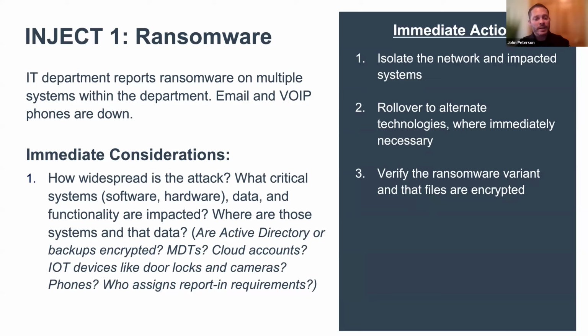Here, we are now learning from our IT department that we have ransomware in multiple systems within the department. Our email and phone systems are down. And you can see our immediate considerations are learning how widespread the attack is and what critical systems within our organization are impacted. If not all are impacted, do we have ones that we can function with, or if not, what has come offline and how do we replicate or basically roll back to still function as expected?